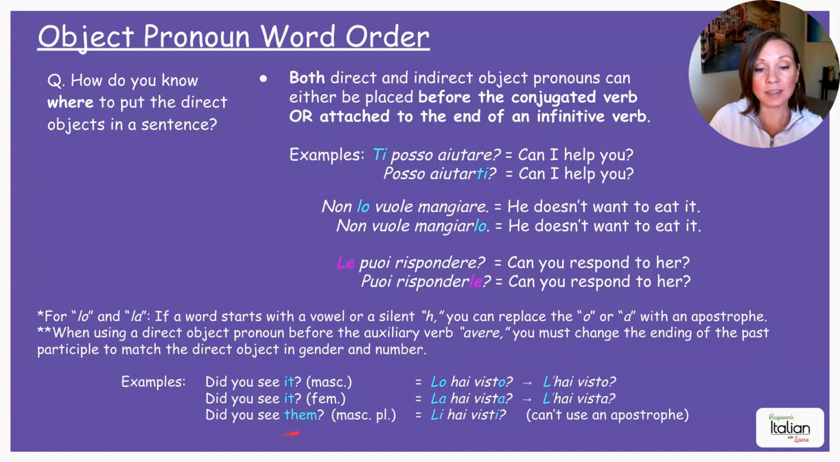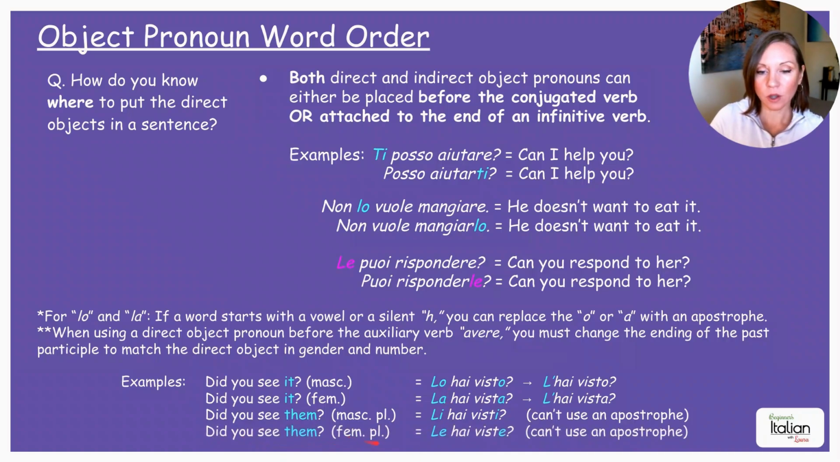Did you see them? Masculine plural would be "li hai visti." Okay, so "visti" corresponds with masculine plural, but you cannot use an apostrophe. So you cannot replace "li hai" with "l'hai," only if it's lo or la. Okay, and our last example here, did you see them? A feminine plural would be "le hai viste." Okay, so you can see "viste," the E here corresponds with le, but again, you cannot use an apostrophe. So it just remains like that, "le hai viste."